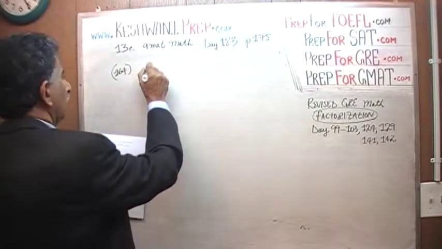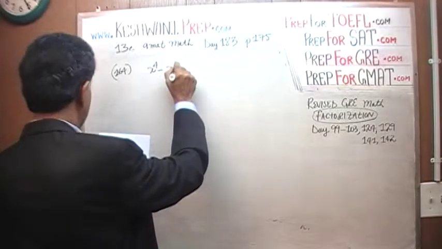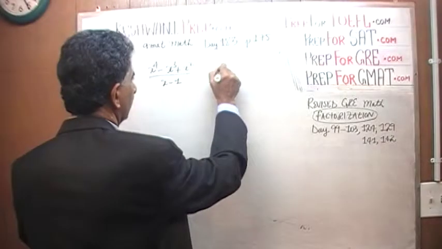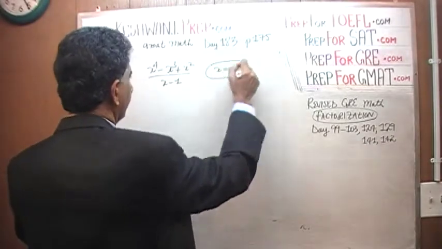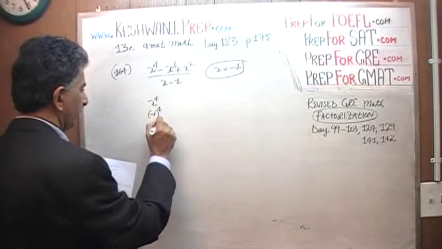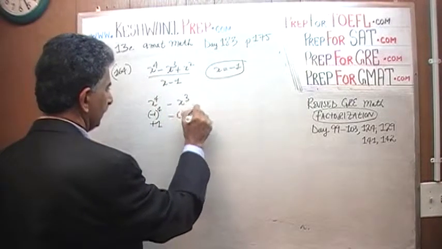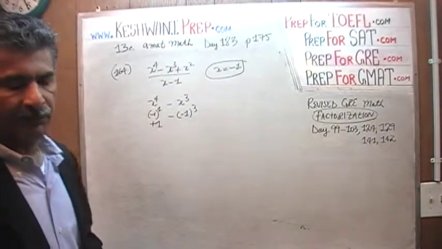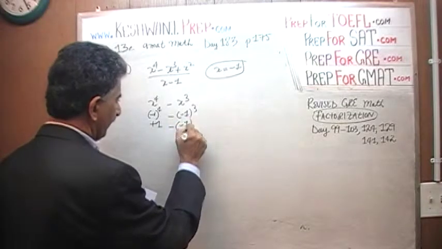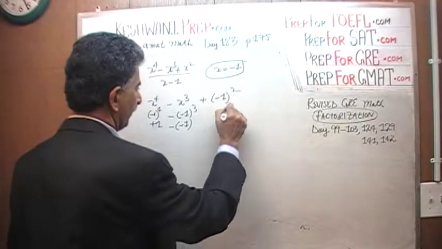164. We are asked to find the value of x to the fourth minus x cubed plus x squared over x minus 1, and we are told that x equals negative 1. Let's find it. x to the fourth is just negative 1 to the fourth, which is positive 1. x to the third is negative 1 cubed, and since it's an odd power, negative 1 will remain negative 1. So negative 1 and negative 1 is going to become positive 1. And then we have x squared, which is going to become positive 1.